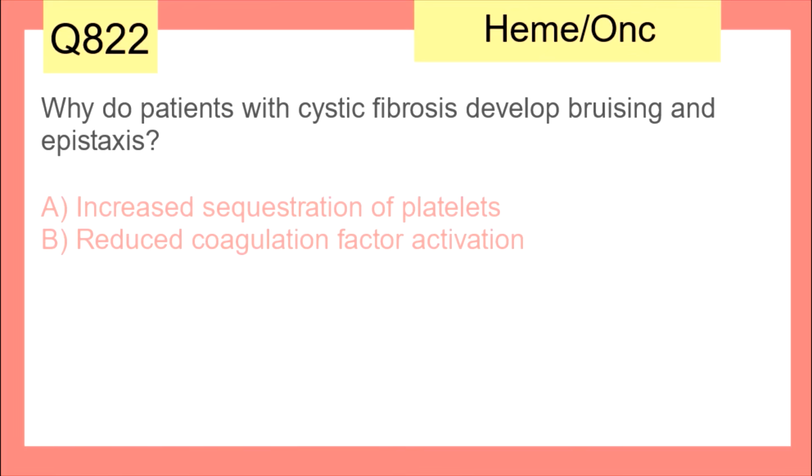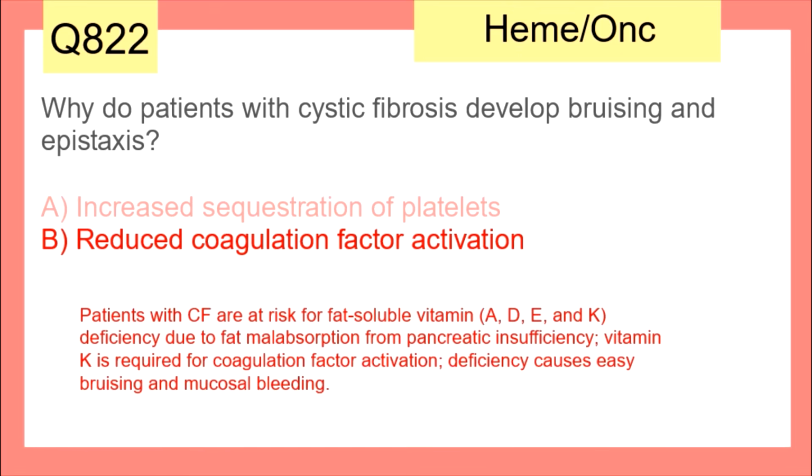822, why do patients with cystic fibrosis develop bruising and epistaxis? And the answer is because of reduced coagulation factor activation. Remember, vitamin K is required for the coagulation cascade, and patients with cystic fibrosis may not absorb vitamins A, D, E, and K because of fat malabsorption from pancreatic insufficiency.